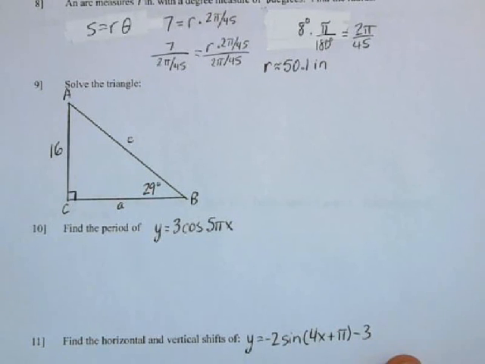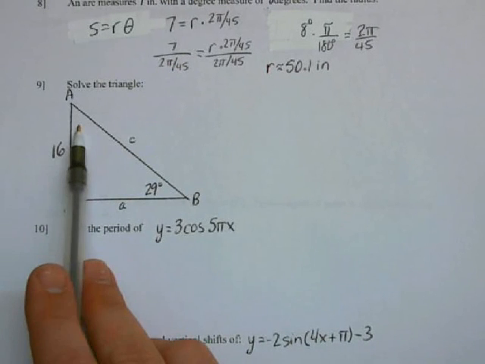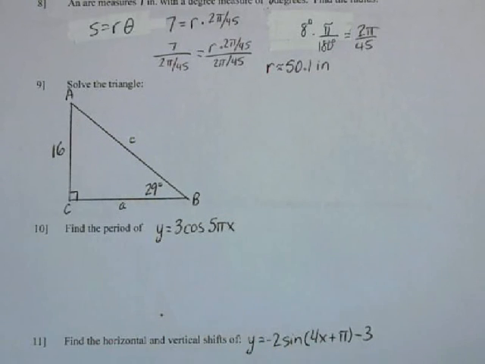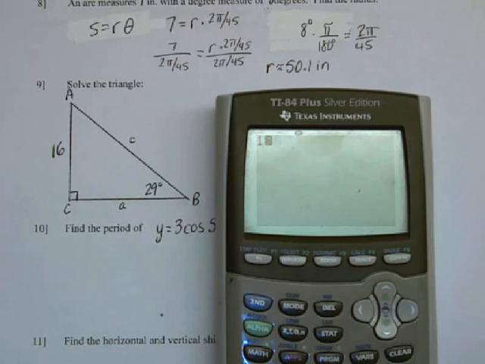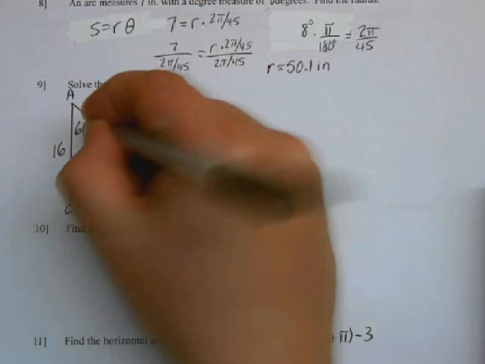Okay, number 9, solve the triangle. Well, solving the triangle means finding all the missing angle measures and the missing side lengths. So first, angle A. We know that these three angles add up to 180 degrees. So we subtract the two angles we know from 180, and we get 61. So A is 61 degrees.